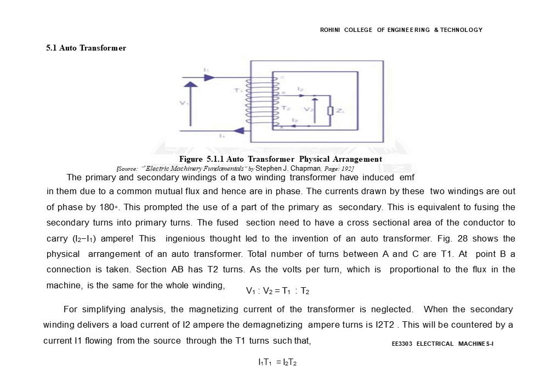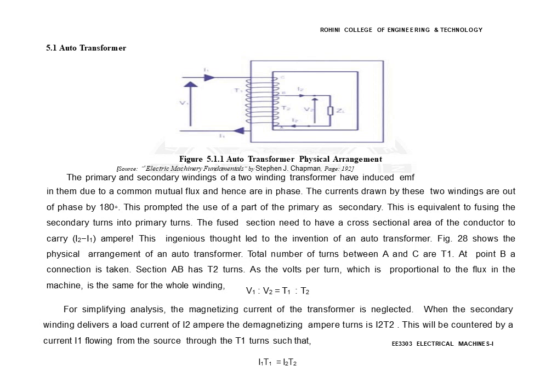The primary and secondary windings of a two winding transformer have induced EMF in them due to the common mutual flux, and hence are in phase. The currents drawn by these two windings are 180 degrees out of phase. This promoted the use of part of the primary as the secondary. This is equivalent to fusing the secondary turns into the primary turns. The fused section needs a conductor cross-sectional area to carry only the difference in ampere. This thought led to the invention of the auto transformer.